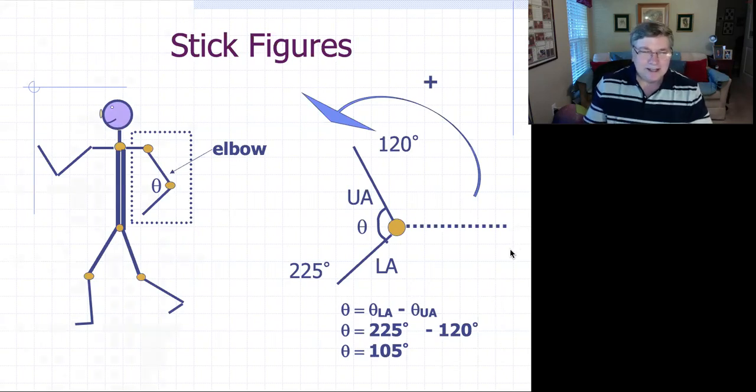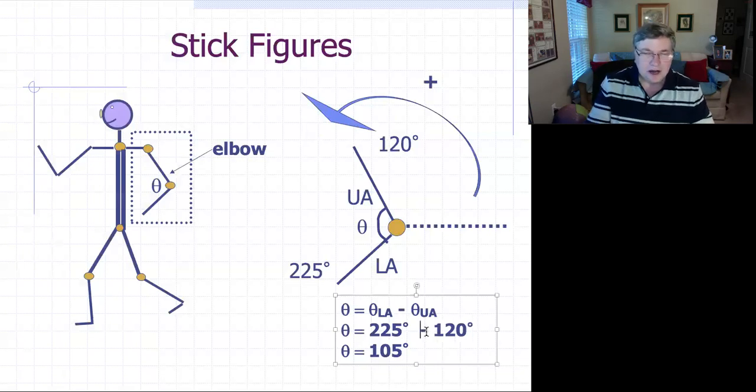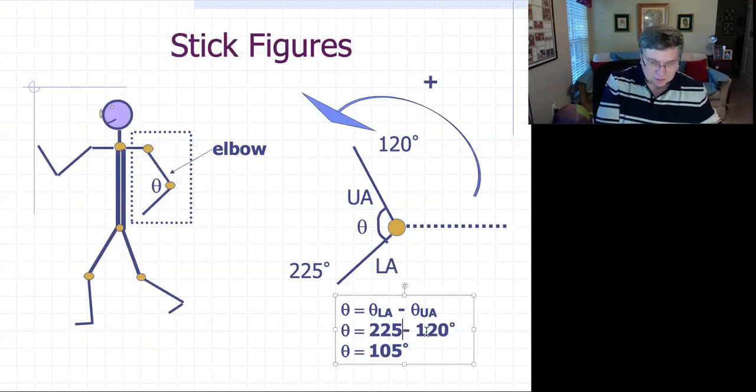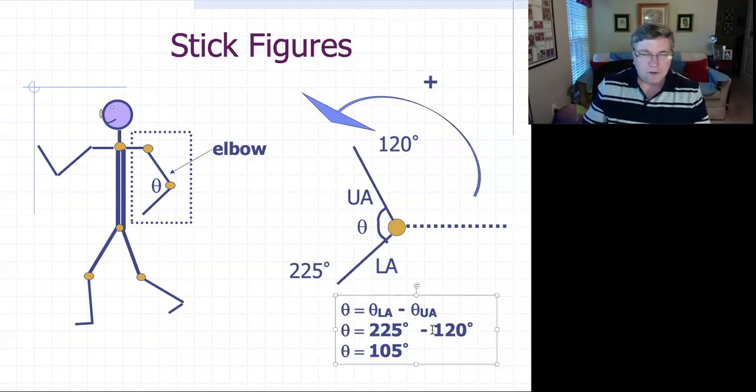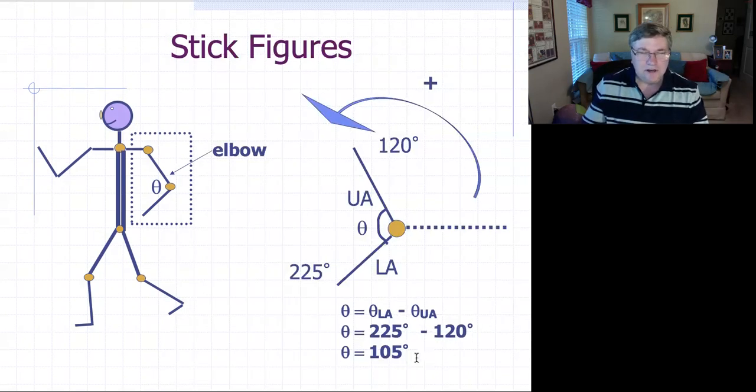But let's say this is the elbow joint. We're going to take the difference between the position of the lower arm, that's 225 degrees, minus the position of the upper arm. So that's 120 degrees, and that gives us 105. After you calculate a joint angle, look at the picture and see if it looks reasonable. In this case, it definitely does. That means we've probably done it right.